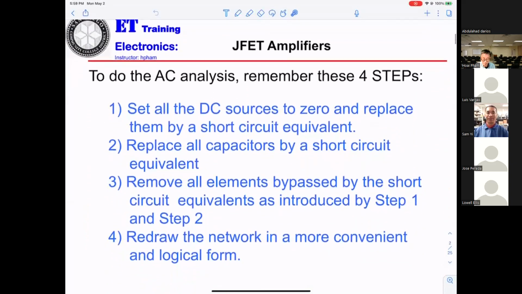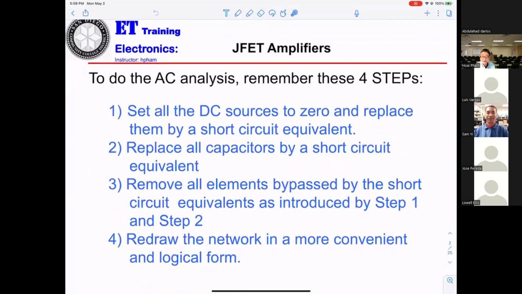Now, this will apply for anyone who wants to learn the AC analysis in detail, either bipolar or JFET. First thing, set the DC source to 0. That means you don't see any DC source in the AC model. They are replaced by a short circuit equivalent.